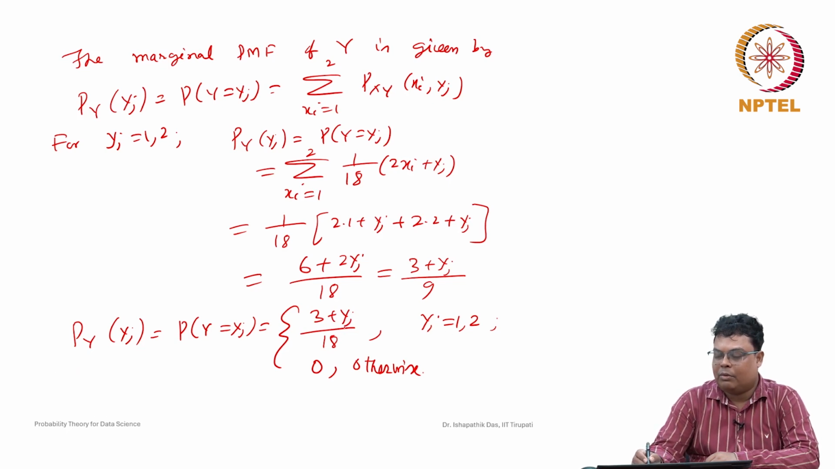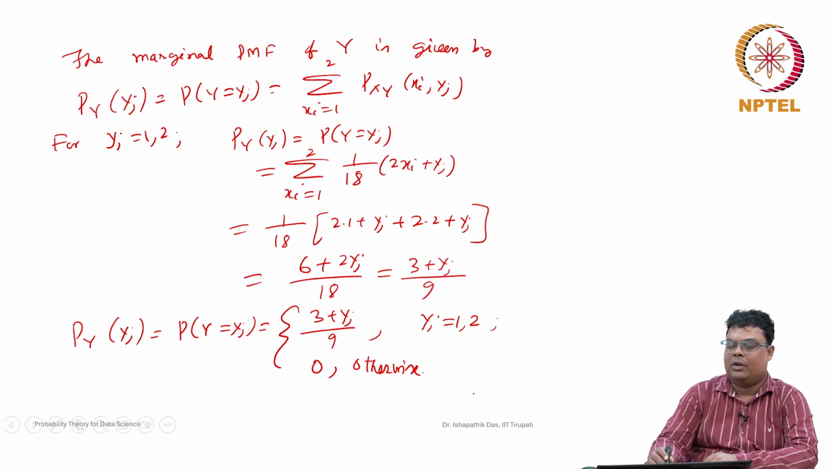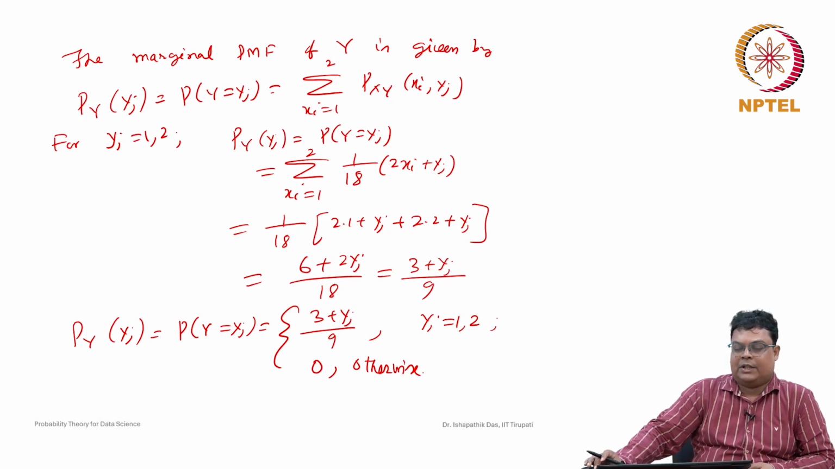So I am checking yj equal to 1, then 3 plus 1, 4, and then next yj equal to 2, then this is 3 plus 2, 5, so 5 plus 4, 9. So actually 3 plus yj by 9, so 9 by 9, this will be 1. So this is correctly mentioned. So this is the marginal probability mass function of yj.